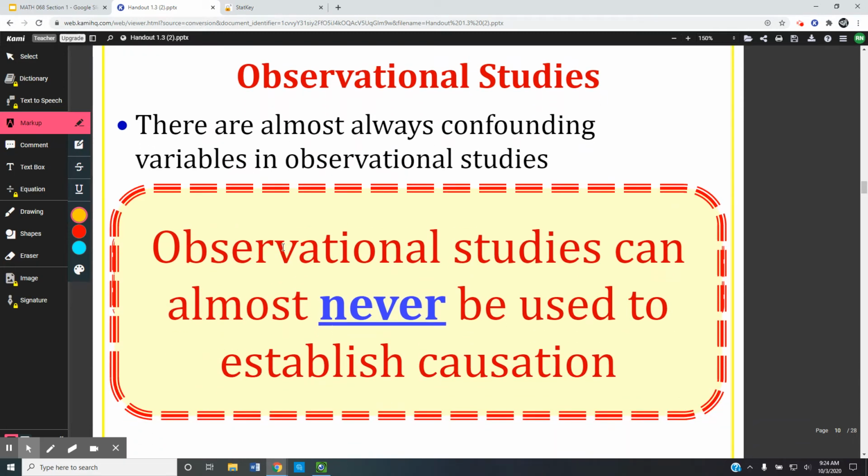In an observational study, there are almost always confounding variables. Probably should highlight that for yourself, right? Almost always gonna have a confounding variable in an observational study because you don't control anything. They can almost never be used to establish causation. Causation will not come out of an observational study. It would be super rare for that to even take place.